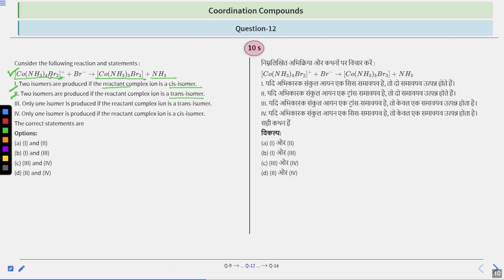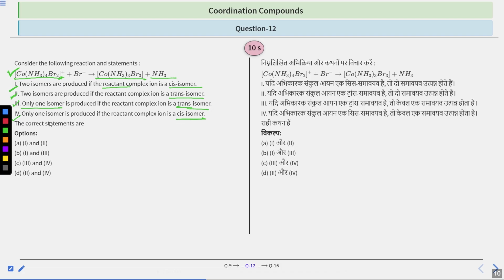So if it is a trans, it will produce 2 isomers. Third statement: only 1 isomer is produced if the reactant complex ion is a trans isomer. Again, we have given that if the reactant complex is a trans isomer, we can get only 1 isomer. And the fourth statement is: only 1 isomer is produced if the reactant complex ion is a cis isomer. So if it is a cis isomer, it will produce only 1 isomer.